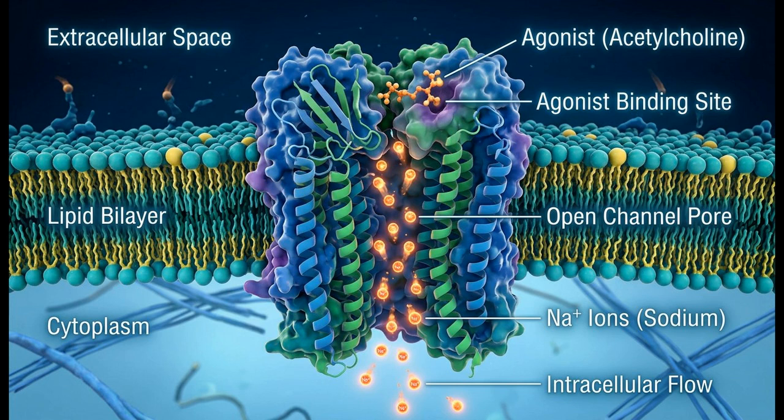In 1937, Clark proposed the rate and occupancy theory. He suggested that the biological response is directly proportional to the number of receptors occupied by the drug. He initially proposed an all or none phenomenon, where a receptor is either fully activated or not activated at all.